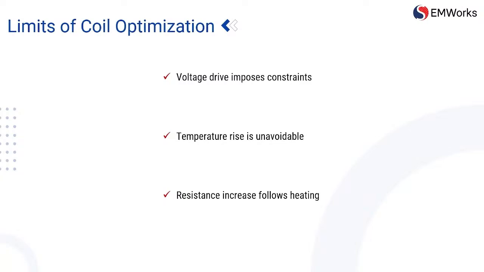As long as the solenoid is voltage driven, the temperature rise and resistance increase are inevitable. Coil optimization can shift where the compromise sits between force, efficiency, and heating, but it cannot remove the coupling between them. This is why optimization alone cannot resolve underperformance if thermal behavior is ignored.